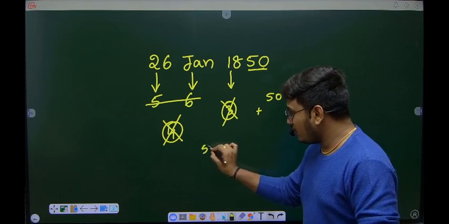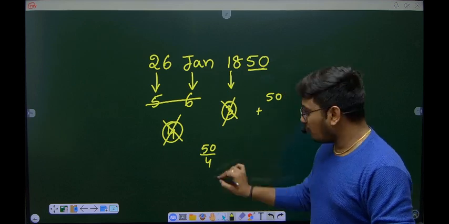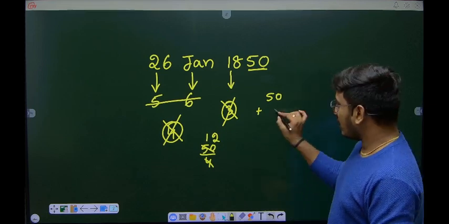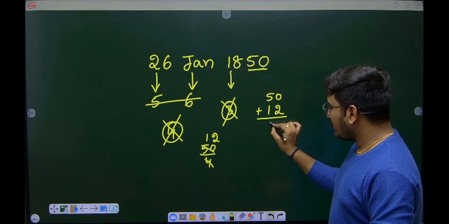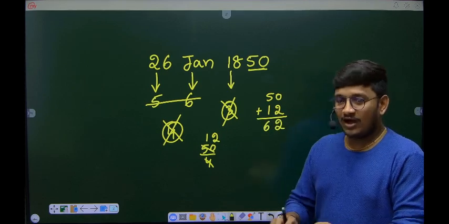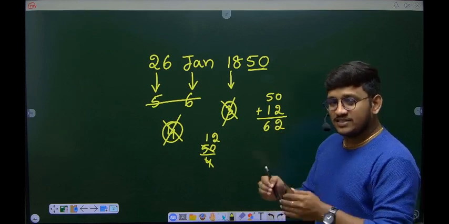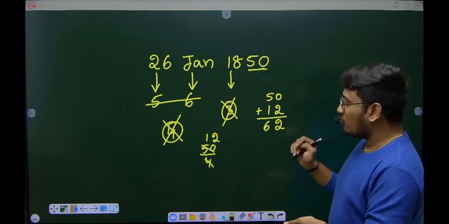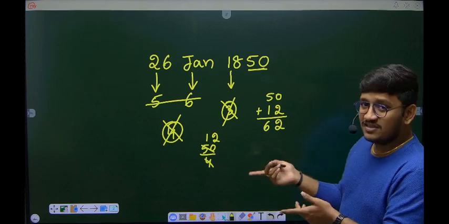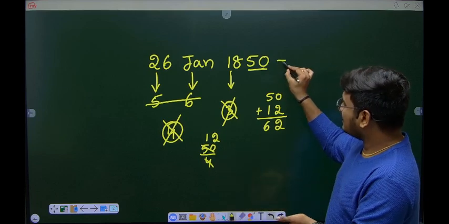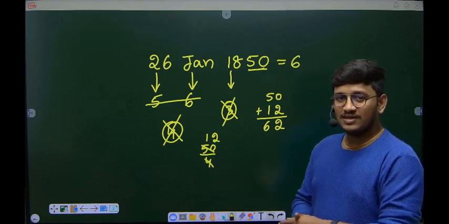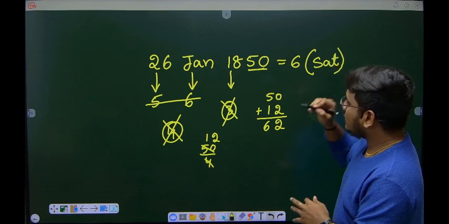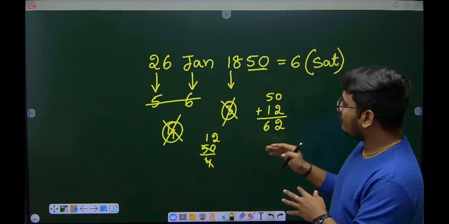Simple, guys. If you want to calculate leap years, you just need to divide by 4. 4 ones are 4, 4 twos are 8, so I would say that 12 leap years. Now it will be 62. We have a total of 62 odd days. Now 62 can be simplified. 7 eights are 56, 7 nines are 63. So obviously we have 6 as the remainder. If 6 is the remainder, it will be Saturday. So I would say that 26th January 1850 will be Saturday.